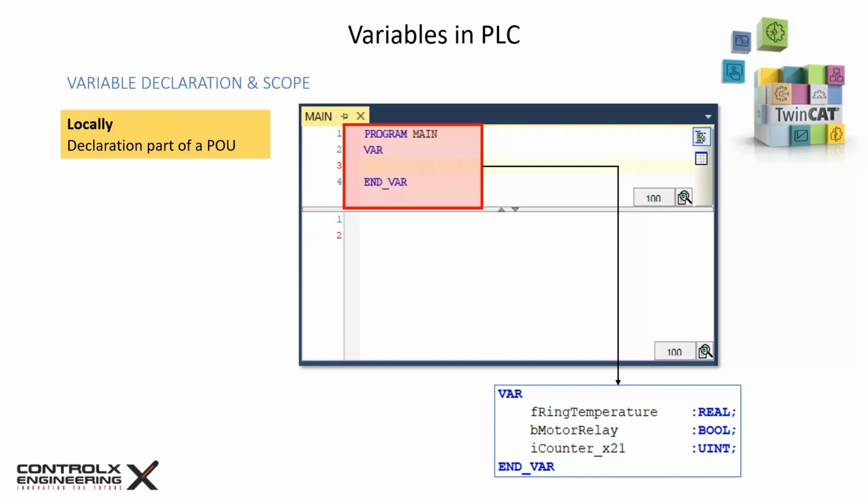For example, there are three variables declared locally in program main. To access the fRingTemperature variable in other programs, the syntax would be main.fRingTemperature, as shown on the screen. This variable, which is local to main, can thus be read from other POUs. However, local variables of one POU cannot be written to from another POU.